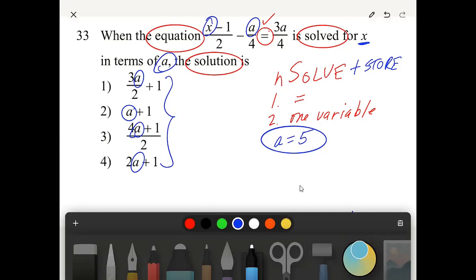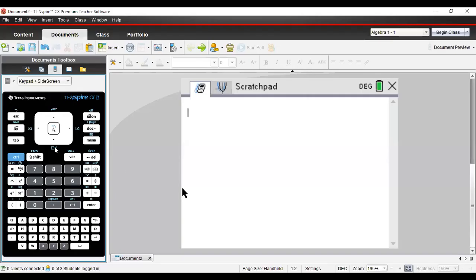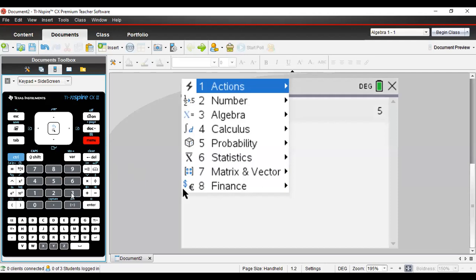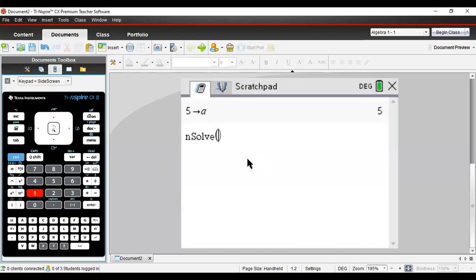So let's go. So let me grab my calculator. Where are you? Right here. So what I'm going to do, first thing, I'm going to store 5. Oops, I'm going to store 5 into A. That's done. And now I'm going to nSolve that equation. Because now that I've stored a number into A, I only have one variable. So let me just put this in. It's going to be control divide.